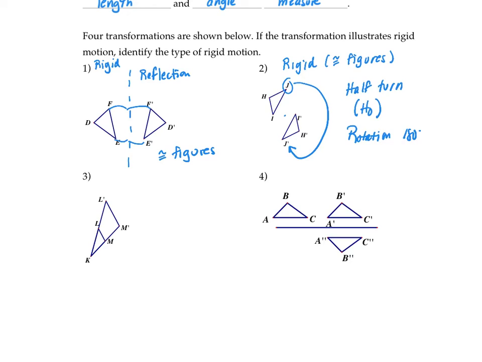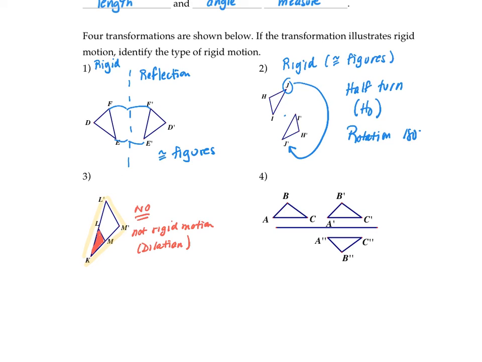Number 3 is our only scenario that's not rigid. Okay, we have this little triangle right here, KLM, and it's mapped onto this much larger triangle, K prime, L prime, M prime. All right, so this one is not rigid. And the reason why it's not rigid motion, again, is because it's a dilation. One triangle is bigger than the other.